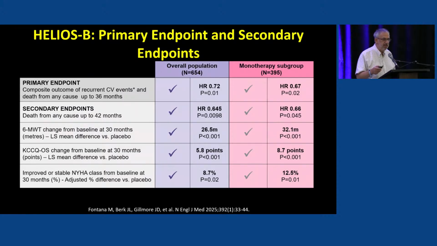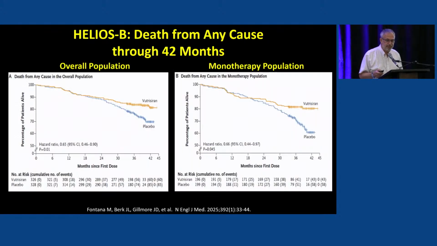And this was a trial that, again, led to demonstrable benefits in multiple endpoints in the trial, including the primary, which we always look at, is a composite of CV events and all-cause mortality, and multiple secondary endpoints, including quality of life, functional capacity, and New York Heart Class.